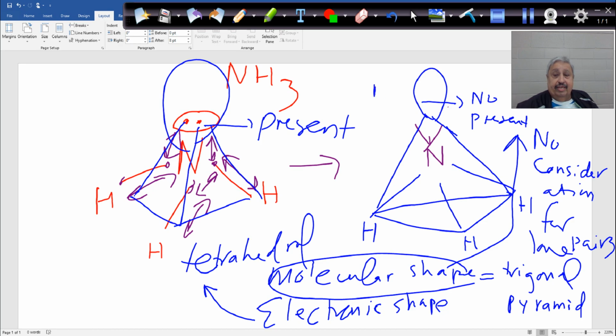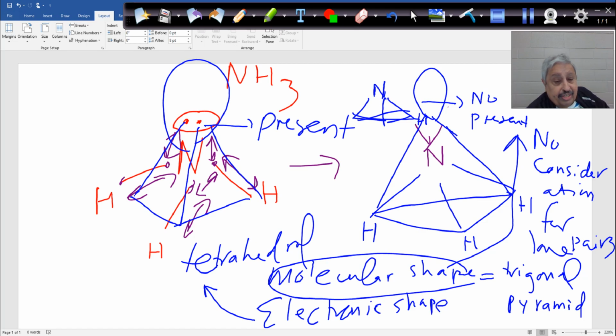So it looks like this: hydrogen here, hydrogen here, and this is nitrogen. It's a trigonal pyramid, a pyramid with a triangle base. That's the molecular shape.